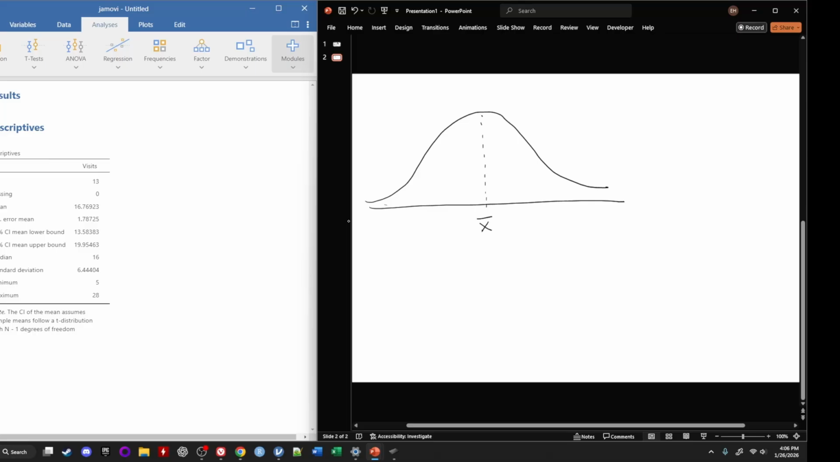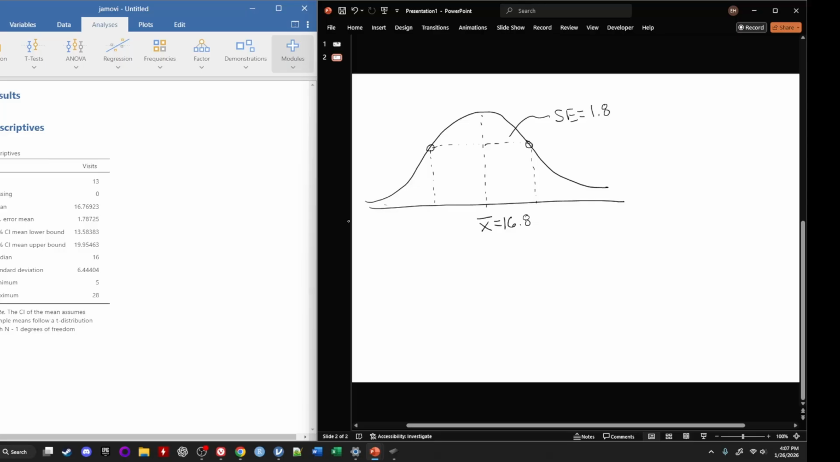I don't know what the true mean is, but I know that the sample mean is going to be equal to 16.8, I'll just do that to do some rounding. I need to scale this distribution. Remember, one standard error is reached at the inflection point. So I'm going to draw this out and draw it down. I know that the standard error here is 1.78, or we'll just do 1.8, that'll help me out.